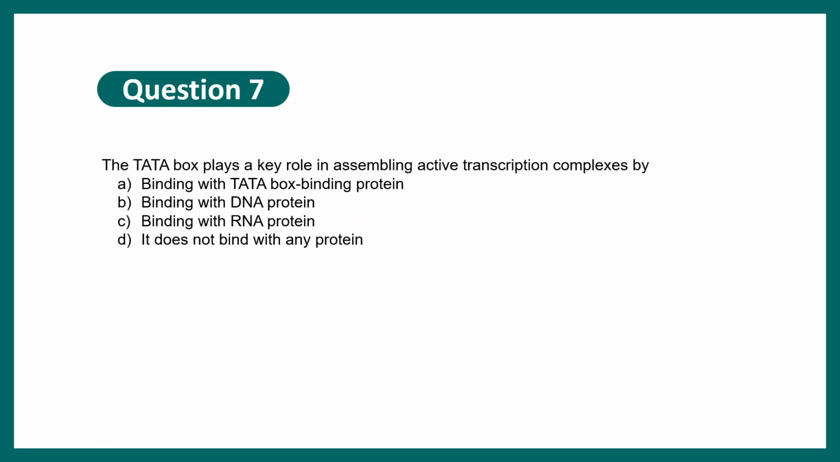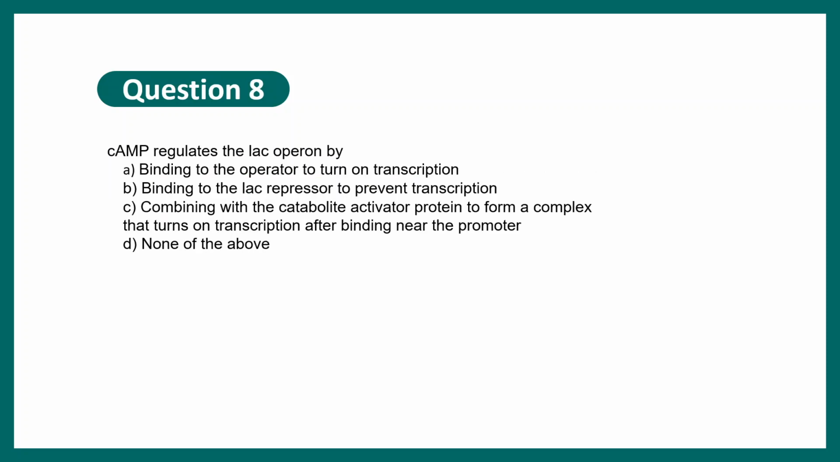Question 7. The Tata box plays a key role in assembling active transcription complexes by binding with the Tata box binding protein, binding with DNA protein, binding with RNA protein, or it does not bind to any protein at all. The correct answer is that the Tata box binds to the Tata box binding protein. General transcription factors like the TFIID family have this Tata box binding protein domain. So that binds with the Tata box and that allows the assembly of a transcription initiation complex around the promoter, and this is how transcription happens. You can always cross check that by clicking on the link in the I button.